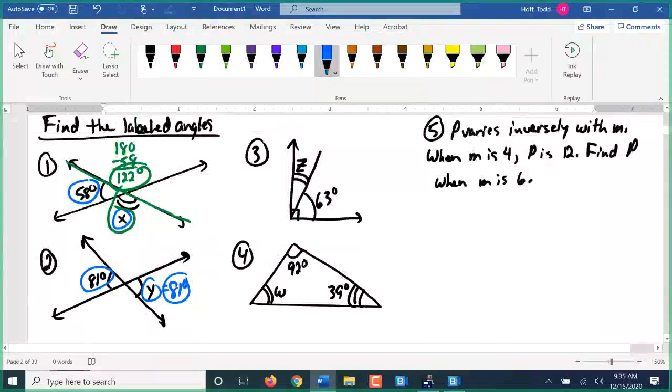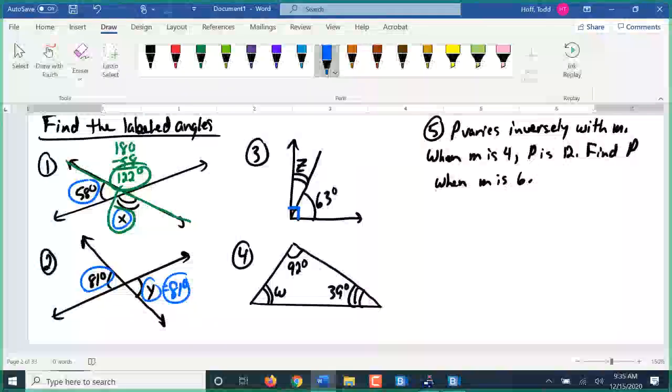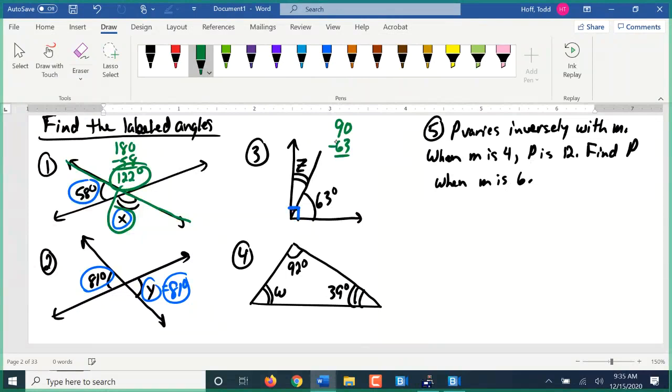For number three, these two angles, z and 63, add up to a right angle, which means to find z, I subtract 90 minus 63 to get 27 degrees. So z is 27 degrees there.